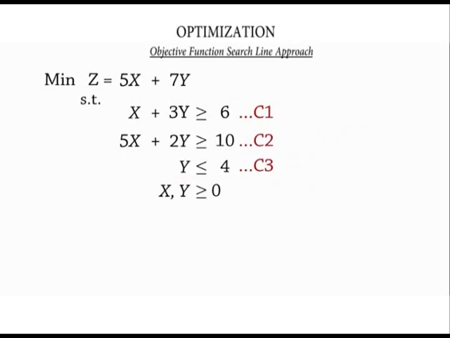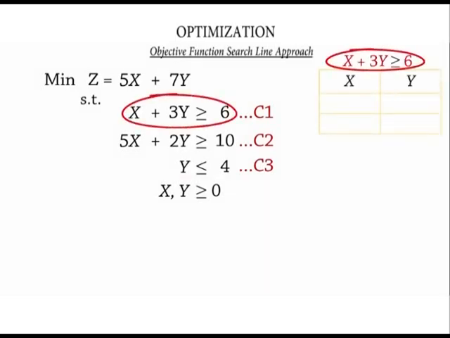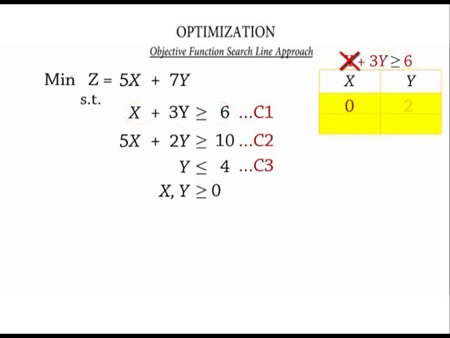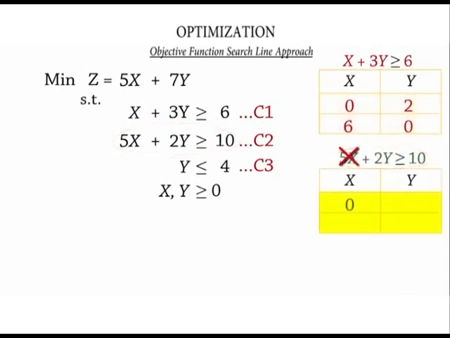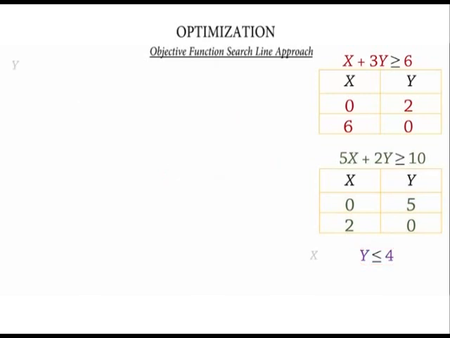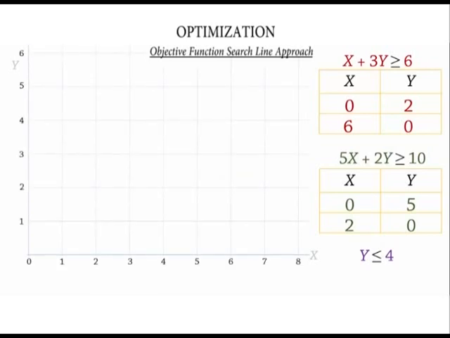We start by drawing lines for the constraints. For the first constraint, when x is equal to 0, y will be equal to 2, and when y is 0, x is 6. For the second constraint, when x is 0, y is 5, and when y is 0, x is 2. For the third constraint, y is always 4 irrespective of the value of x. Again, when choosing the coordinates, try and limit them to the first quadrant where x and y are both positive.